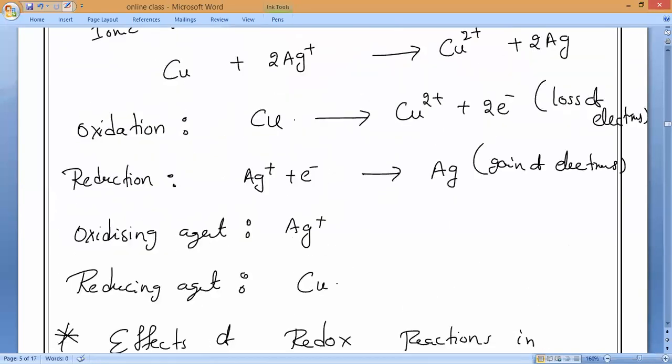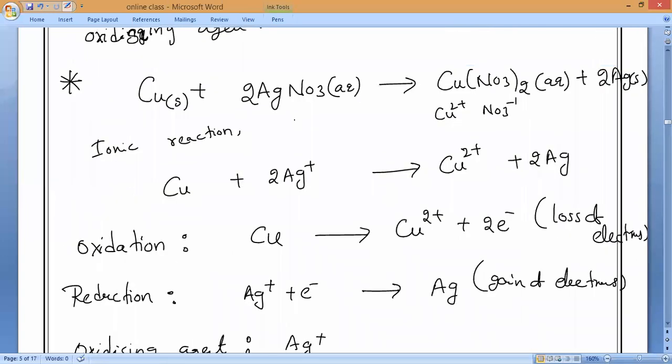Now, once again, I'll explain one more example regarding this. You can see here, copper plus silver nitrate. Copper is in free state now. Is copper an ion or an atom? Atom. Understand? And silver is in ionic state. Who is more reactive, copper or silver? Copper is more reactive, so the reaction will be carried out. We are going to get copper nitrate plus silver metal.